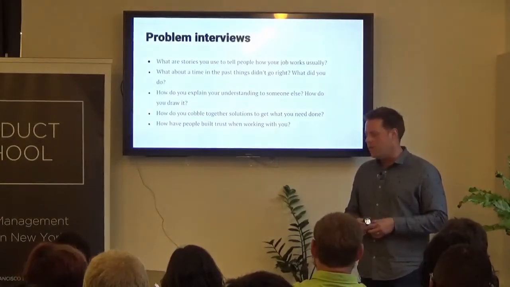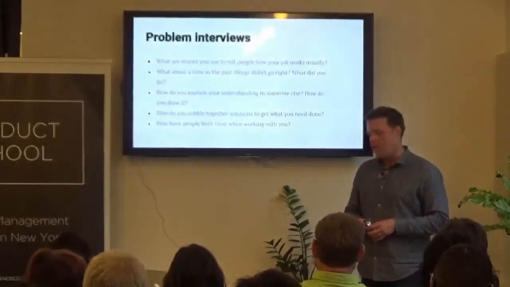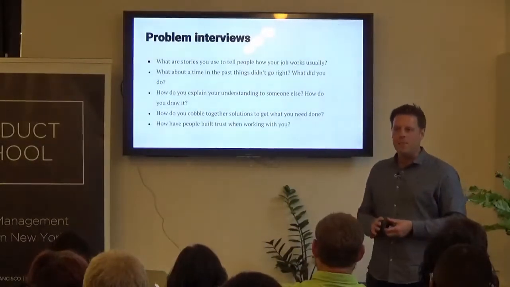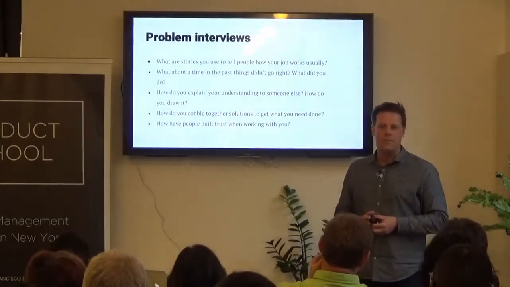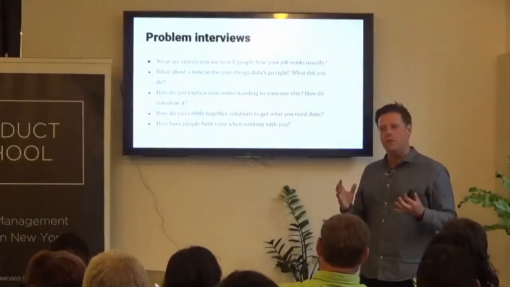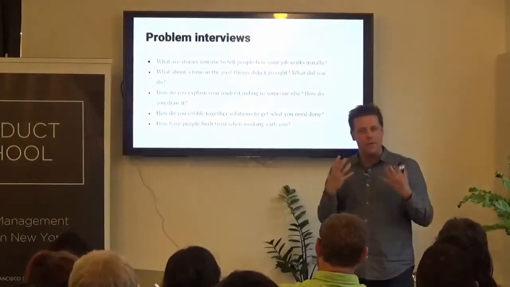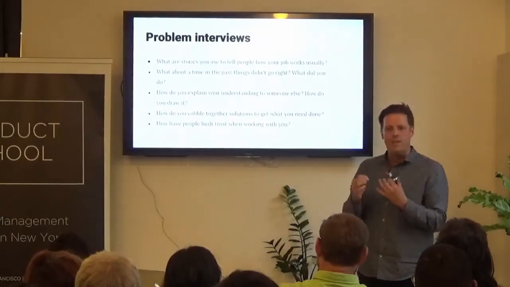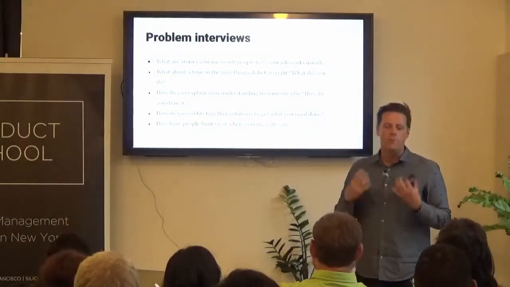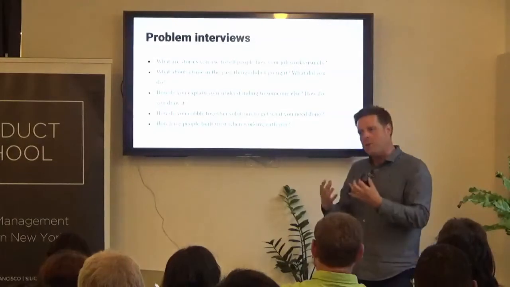How do you explain your understanding to someone else? How do you draw it? And this is meant to be kind of a conceptual activity. So how do people build these mental models when they're trying to convey information to other people about a potentially very tricky circumstance? What is the key information that they need to convey? What are the mental models that they use to start to think about that?